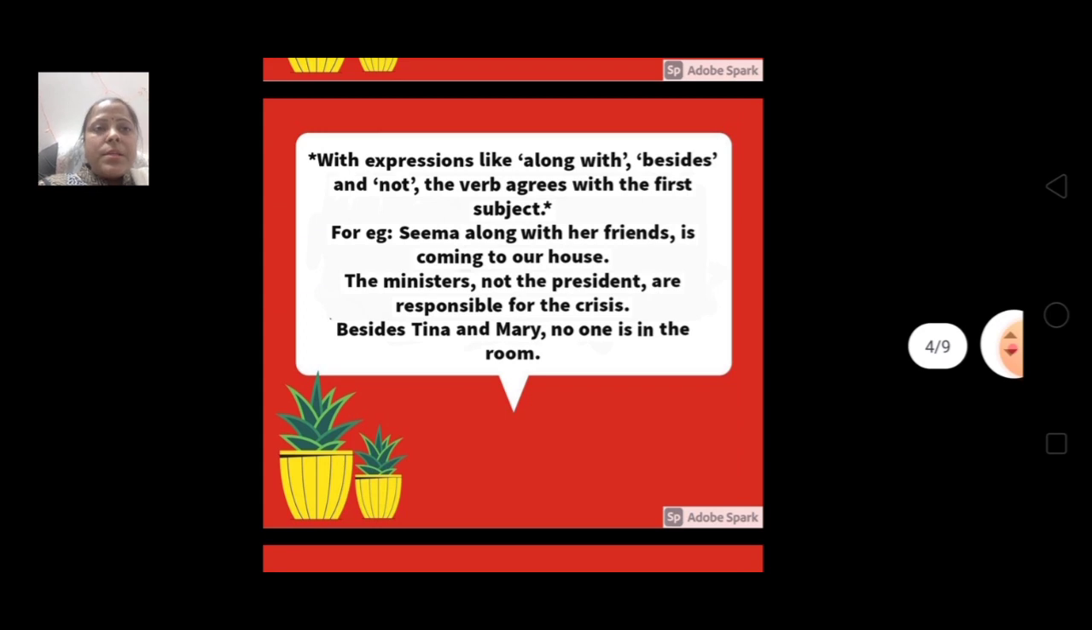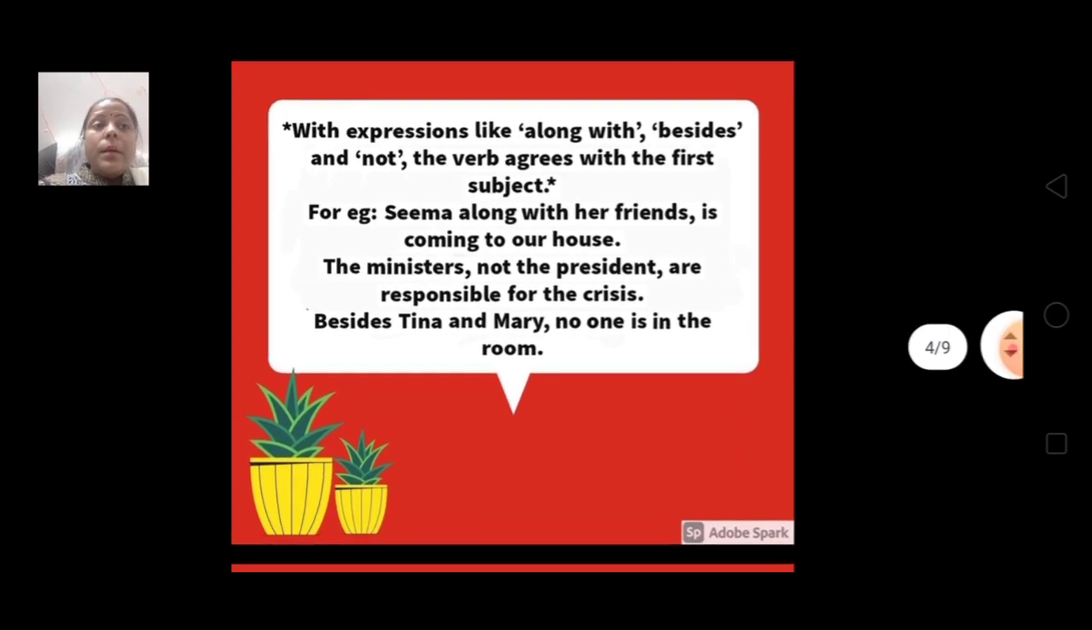With expressions like along with, besides and not, the verb agrees with the first subject. Alright, let's see some examples. Seema, along with her friends, is coming to our house. We have used along with in this sentence. The expression along with is used. So, we will use the verb according to the first subject.